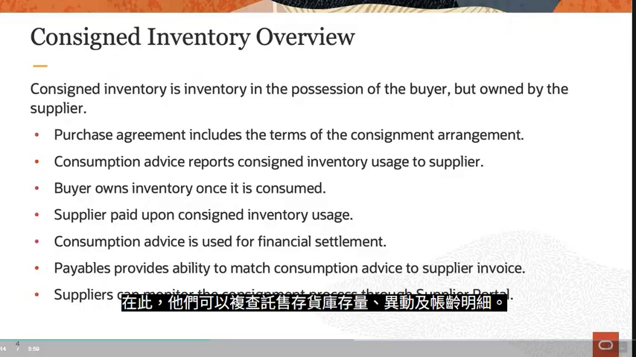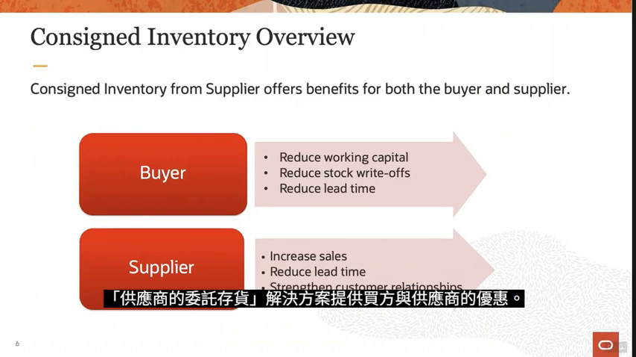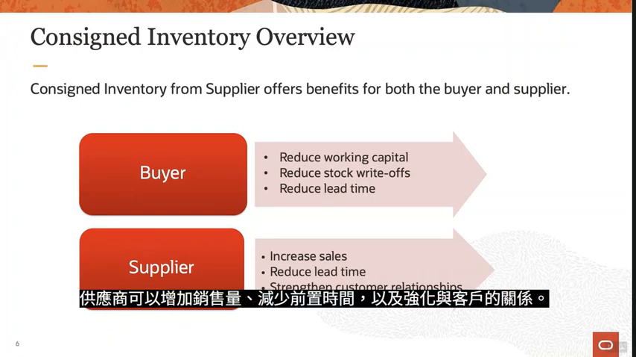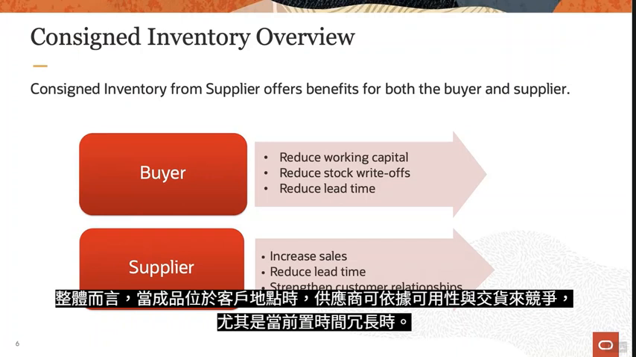The consigned inventory from supplier solution offers benefits for both the buyer and supplier. Buyers can reduce working capital, stock write-offs, and lead times. Suppliers can increase sales, reduce lead times, and strengthen relationships with their customers. Overall, suppliers can compete on the basis of availability and delivery when finished goods are at the customer site, particularly when lead times are lengthy.